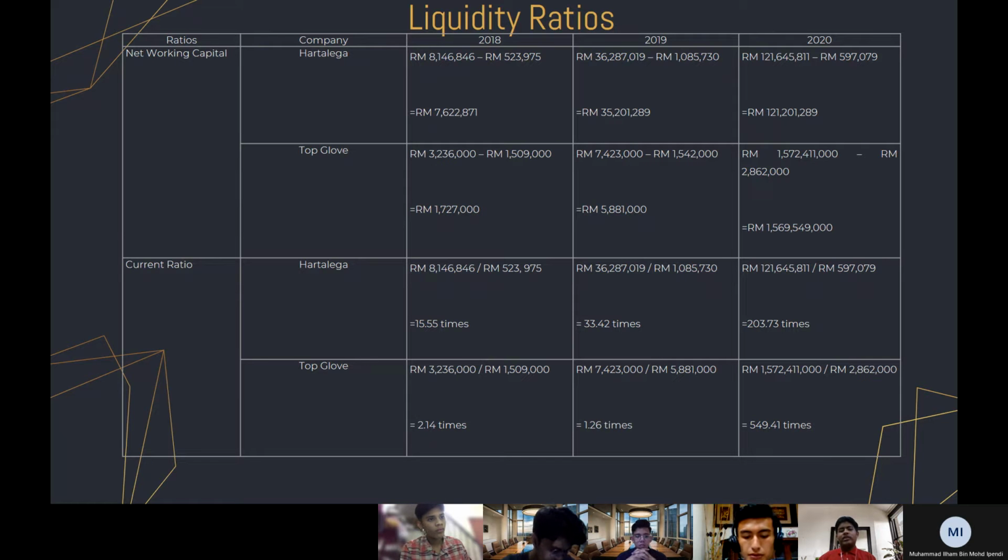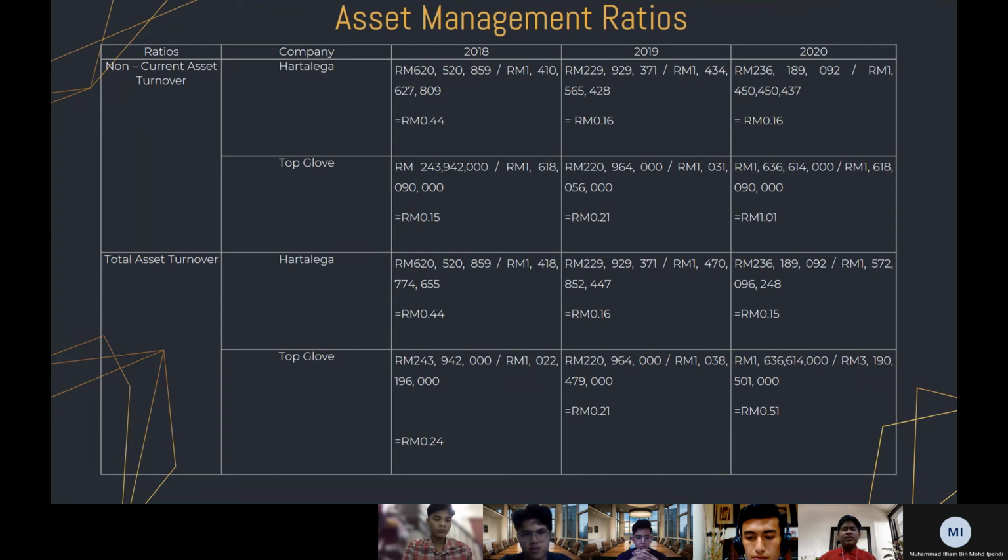is that in 2018 and 2019, Hartalega is more efficient in handling their current assets and also current liabilities. However, in 2020, Top Glove proved that they also have better performance in handling current assets and current liabilities. Next is asset management ratio.